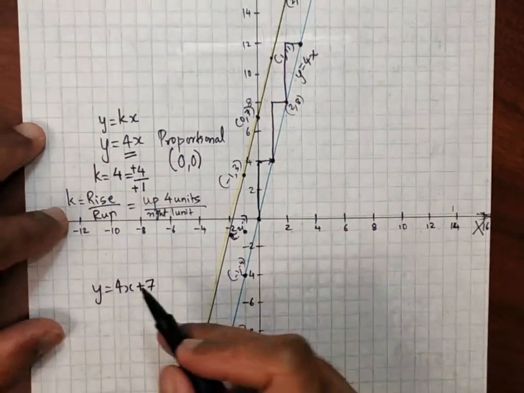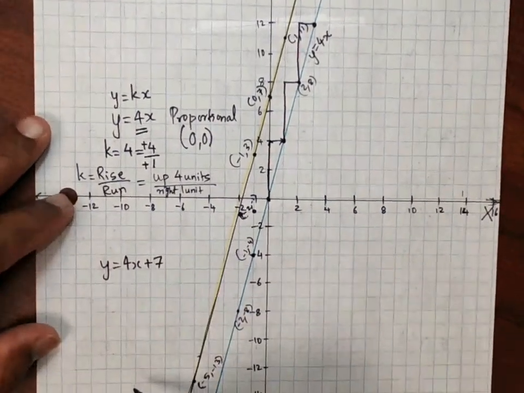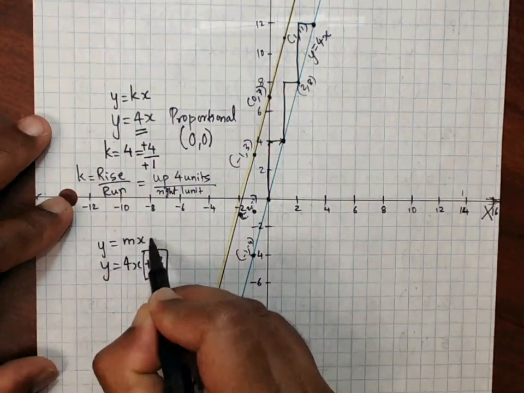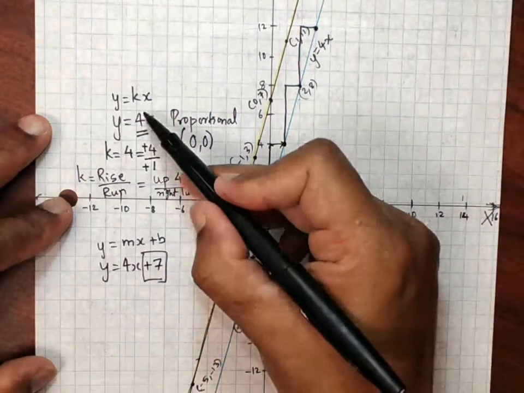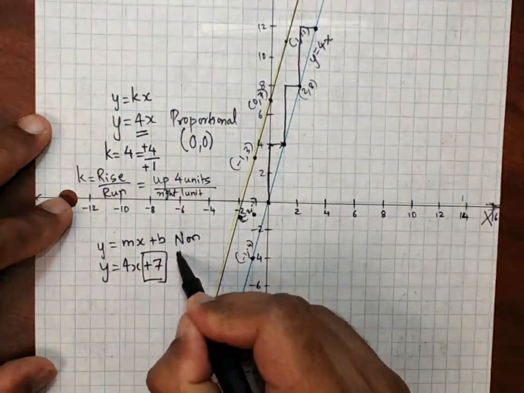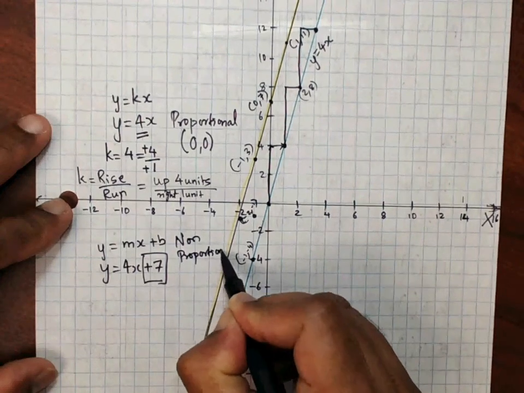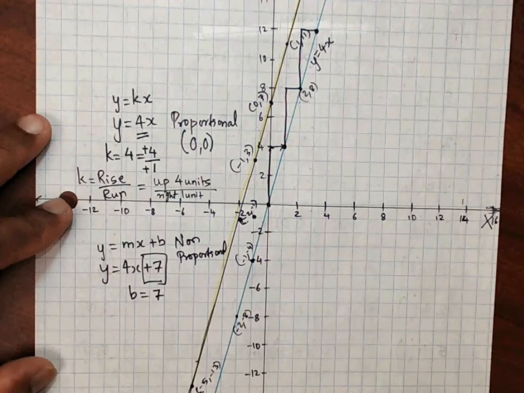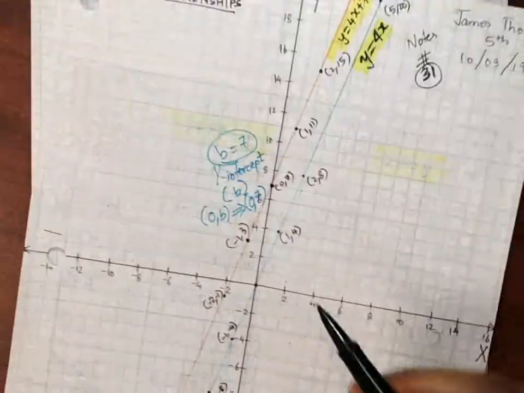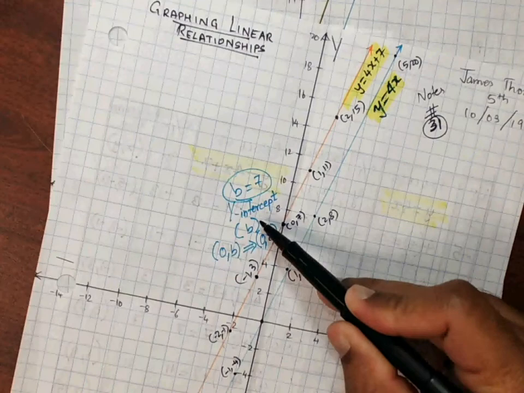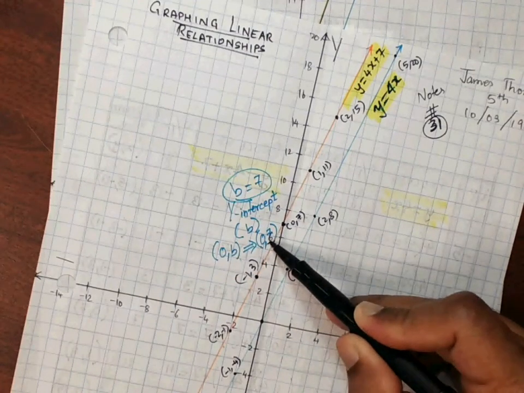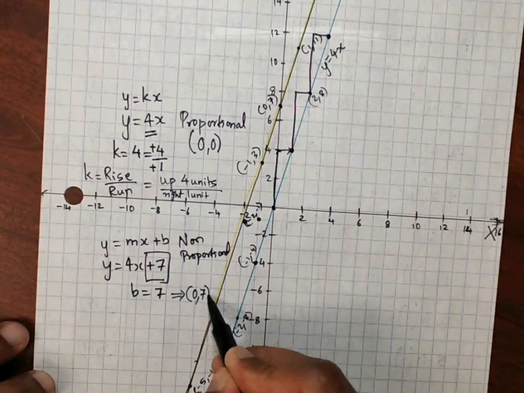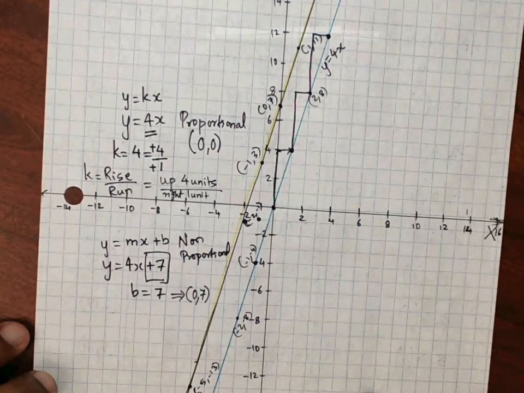Okay, the next one, y equals 4x plus 7. Here's what the difference is. Y equals mx plus b. That one was y equals kx, proportional. This is your non-proportional. In a non-proportional one, your b is 7. B is also called the y-intercept. B is your y-intercept, so 0 comma b is 0 comma 7. So this gives you the point 0 comma 7. Find the point 0 comma 7.